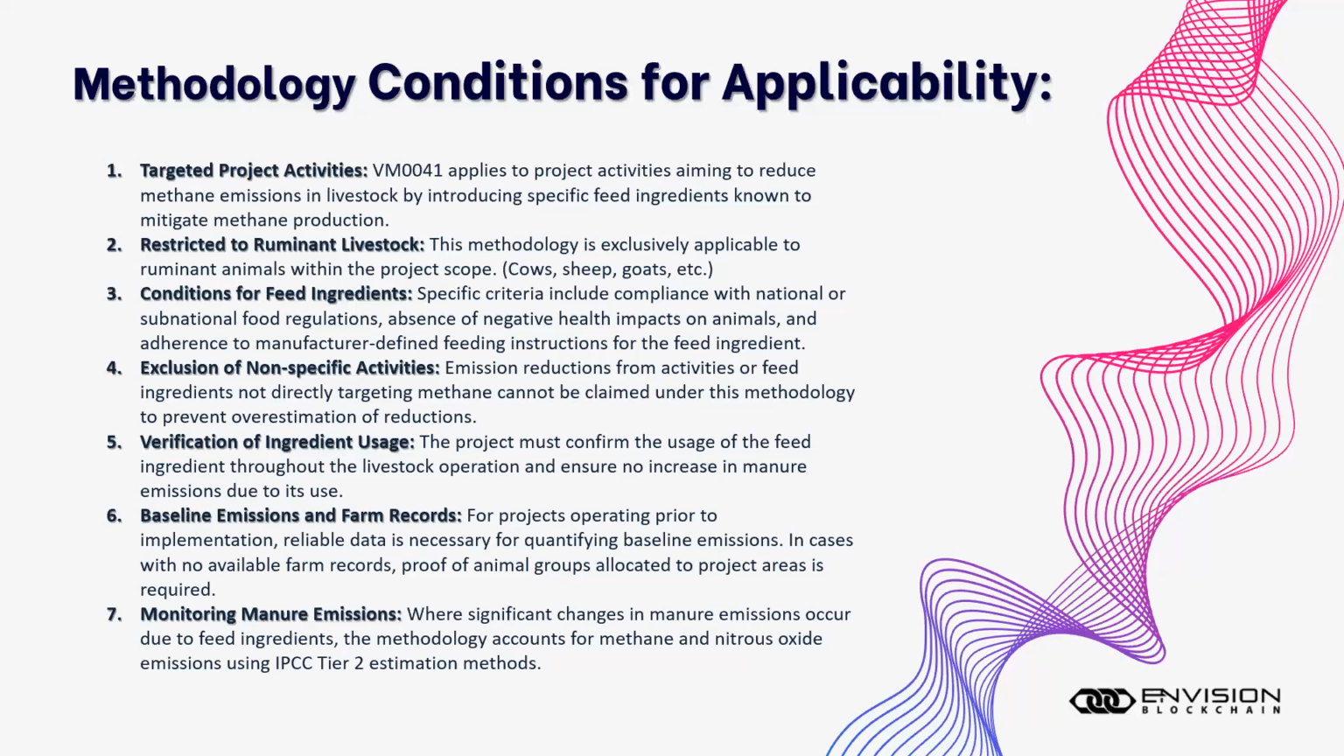Now, some applicability if you're looking to use this methodology. VM41 applies to project activities aiming to reduce methane emissions in livestock by introducing specific feed ingredients known to mitigate methane production. This methodology is exclusively applicable to ruminant animals within the project scope, so animals like cows, sheep, goats, etc. Specific criteria include compliance with national or subnational food regulations, absence of negative health impacts on animals, and adherence to manufacturer-defined feeding instructions for the feed ingredient.